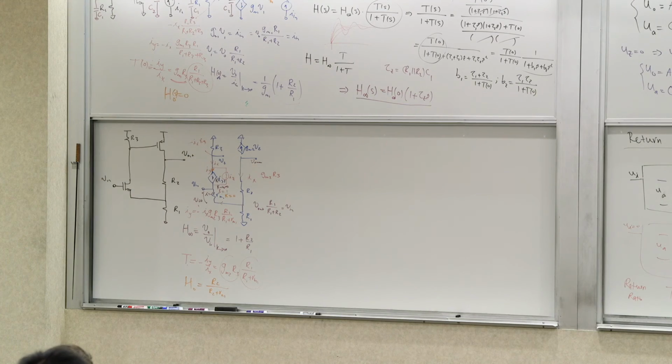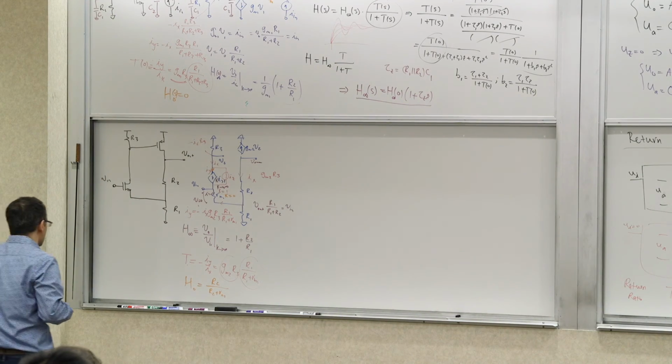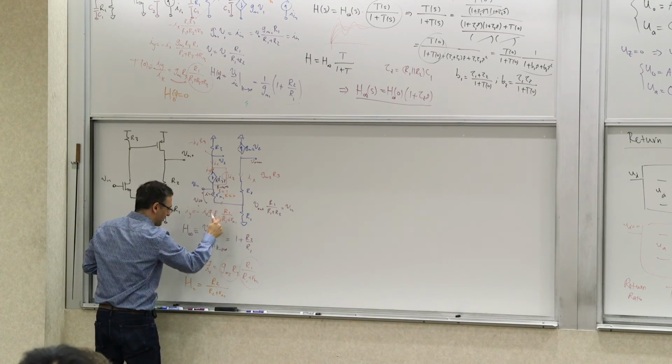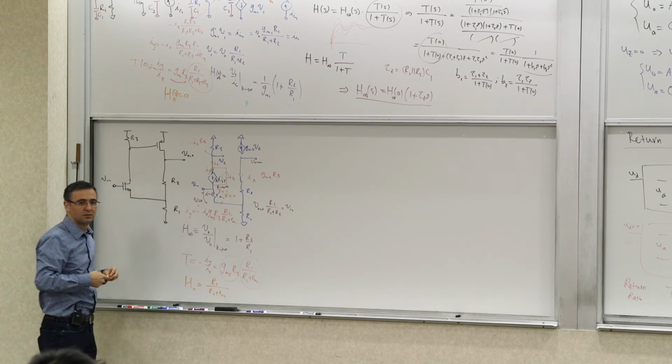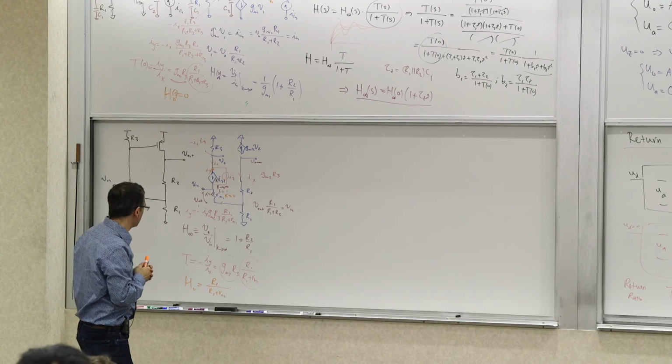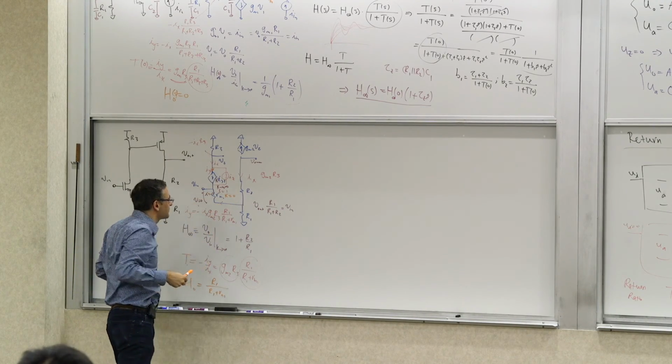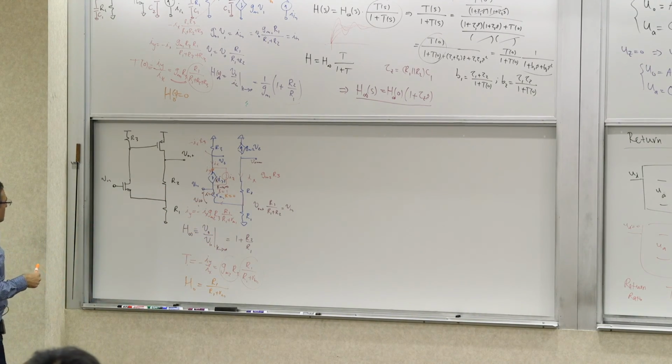Shouldn't it be R1? Yes, it should be R1. Thank you. Yeah, it's the resistive divider between R1 and, I don't know why I wrote R2. Thank you. Yes, the resistive divider is here. Okay, so we're done. You know the exact transfer function.